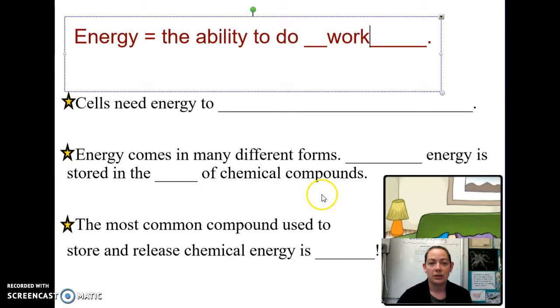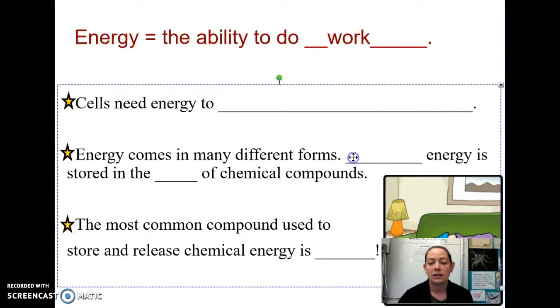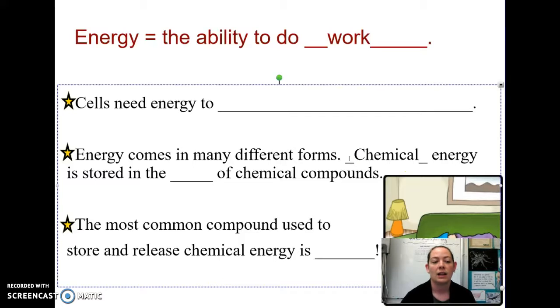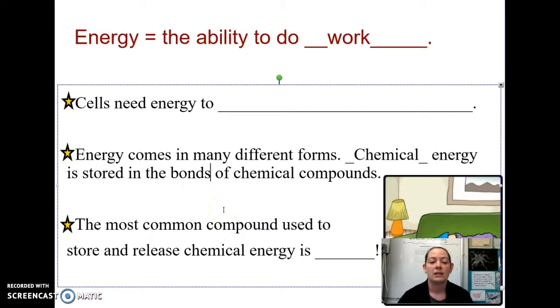So there's different types of energy. One we talked about was solar energy. And then the other one is chemical energy. That's what would go in here. Chemical energy is stored in what part of a chemical compound? What do you think this one is? It's going to be bonds. Chemical energy is stored in the bonds between atoms in a chemical compound.